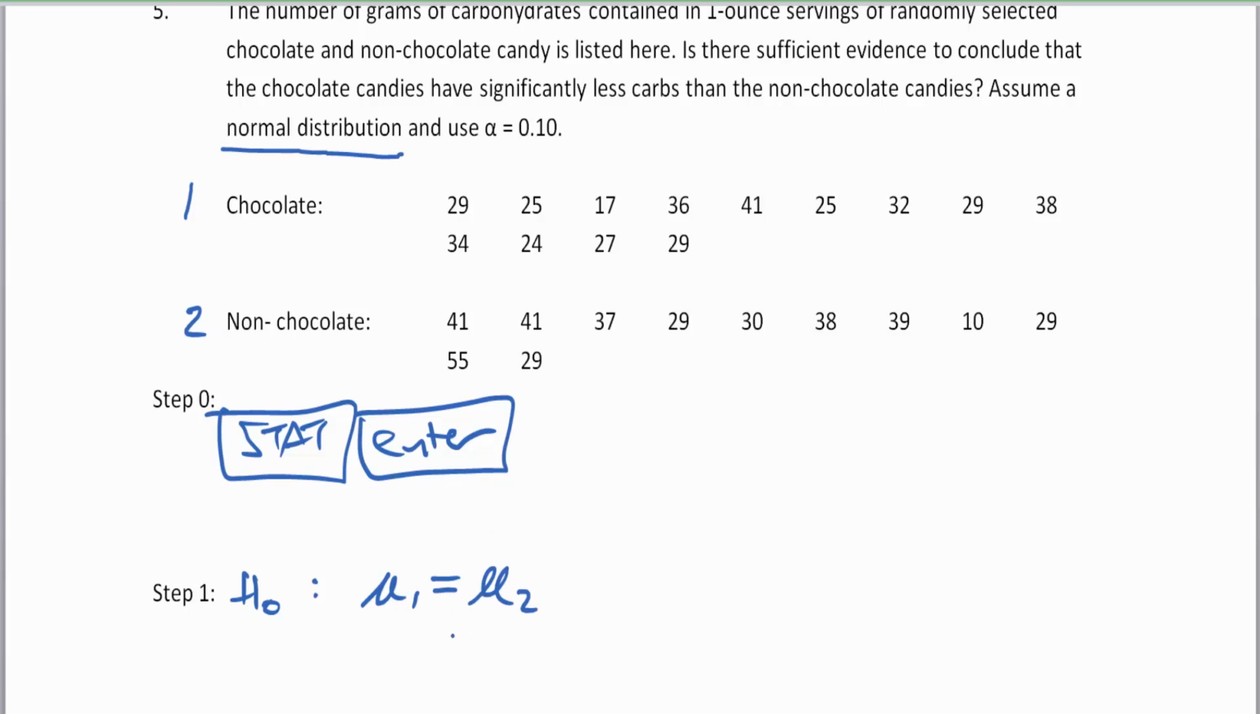You can use different subscripts here, whatever is going to make it easy for you. But in this case, we want to see chocolate versus non-chocolate. So if the chocolate is 1 and the non-chocolate is 2, I'm going to see, okay, what are the chances that the chocolate is less than the non-chocolate?